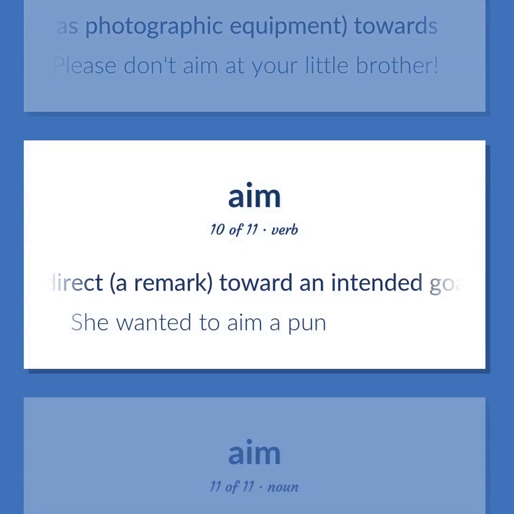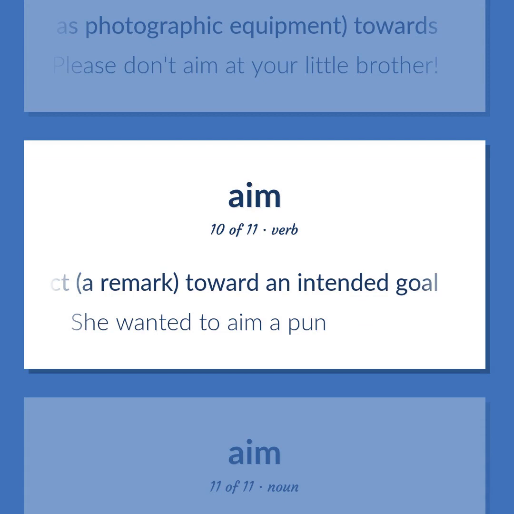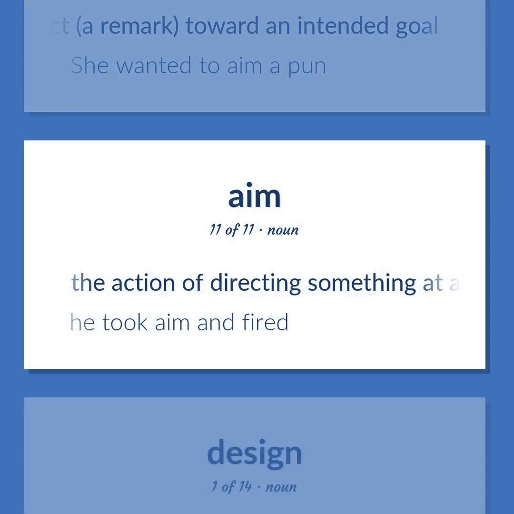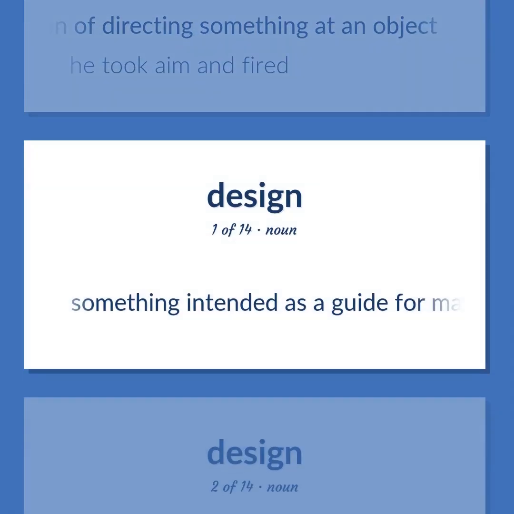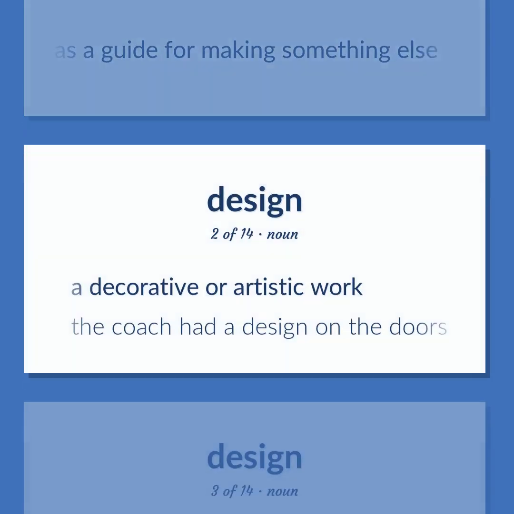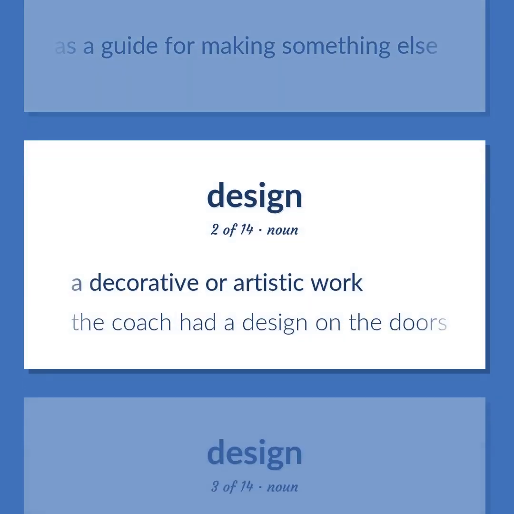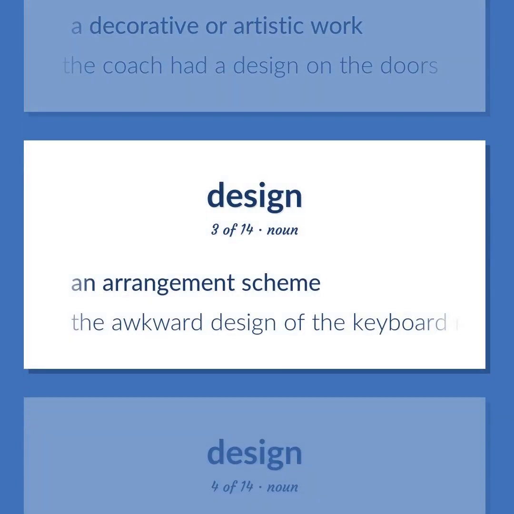Direct a remark toward an intended goal. She wanted to aim a pun. The action of directing something at an object. He took aim and fired. Something intended as a guide for making something else. A decorative or artistic work. The coach had a design on the doors. An arrangement scheme. The awkward design of the keyboard made operation difficult.